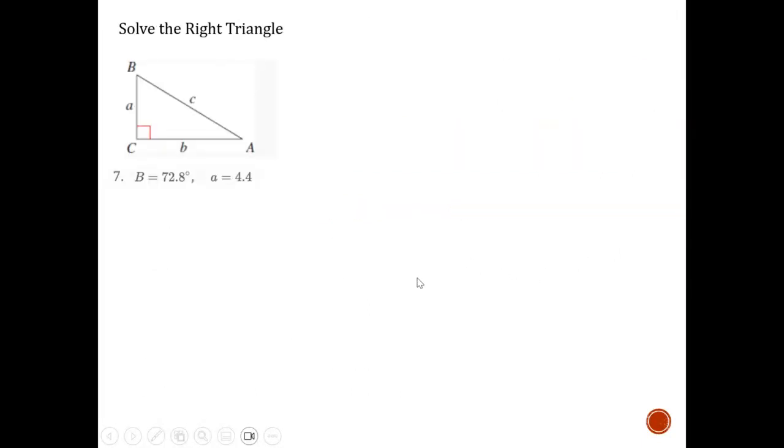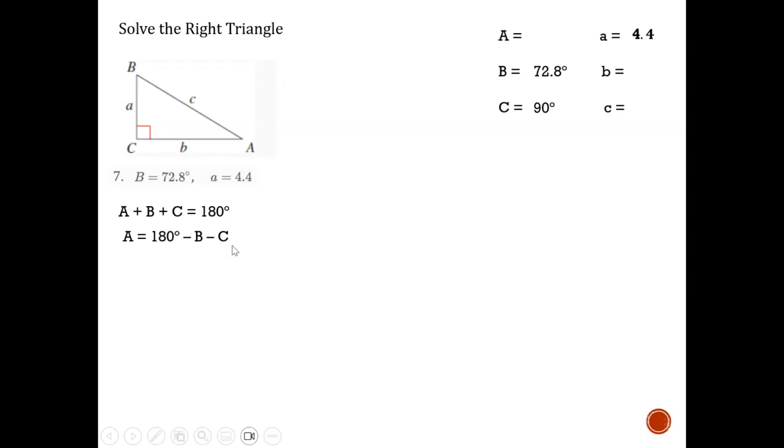Okay, now let's do another one. Again, we have to solve it. Let's see what they give us. They give us angle B. We know what angle C is: angle C is 90 degrees. And they give us little a, which is 4.4. Again, let's do the same thing as before to solve for angle A. It's going to be A equals 180 minus B minus C. Let's plug in the values. We're going to get something like 17.2. So A is 17.2 degrees.